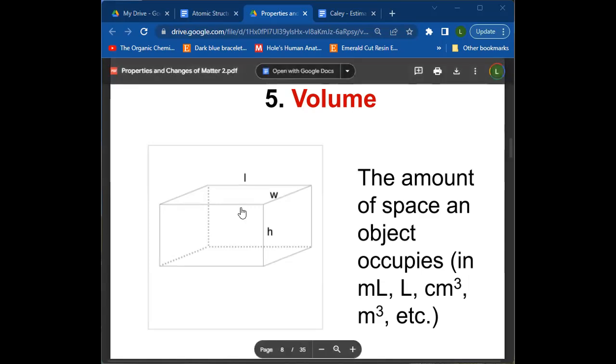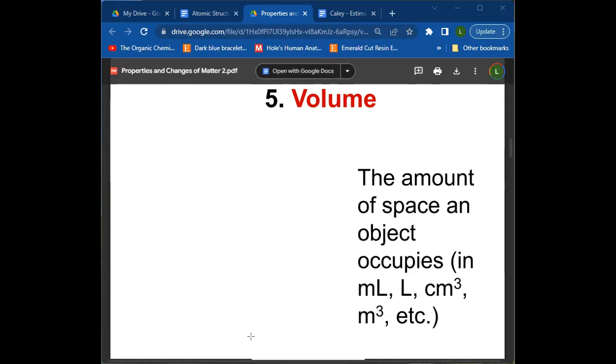Okay, now for volume. Volume is supposed to be the amount of space that an object occupies, and it can be measured in milliliters, liters, centimeters cubed, meters cubed, etc. We need to know that milliliters and liters are both used for liquids and gases. Centimeters cubed and meters cubed are used for solids.